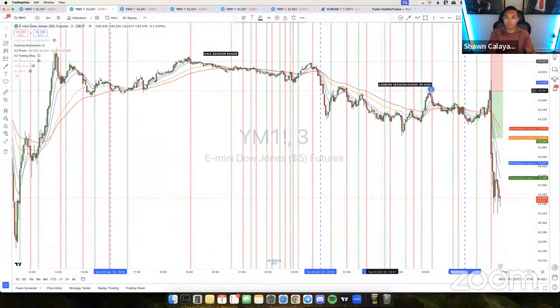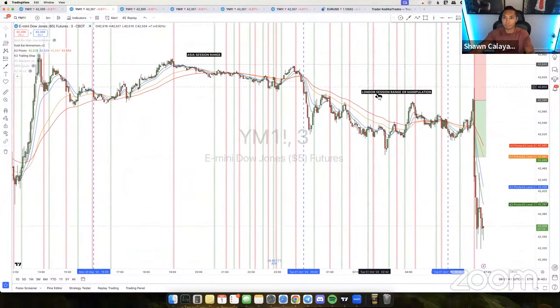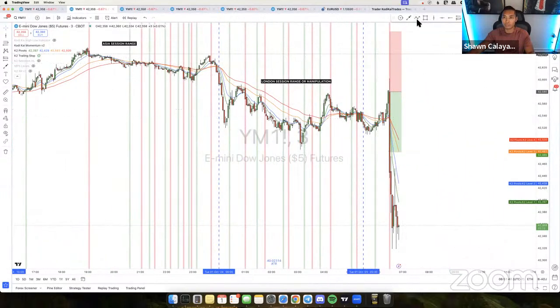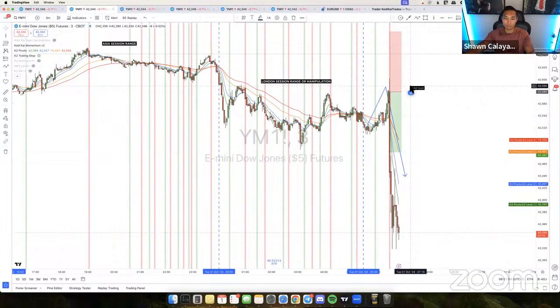or manipulation. I think it more so looks like manipulation right here, Jason, because you can see the reversal here, right? So price came up, came back down super strong. And then for this over here, I'll put New York session.